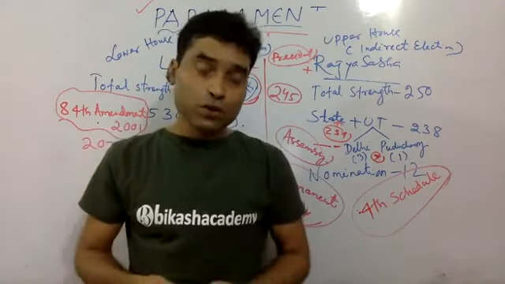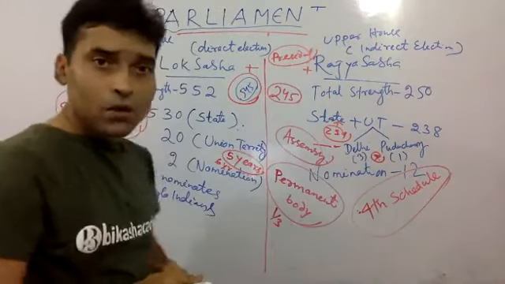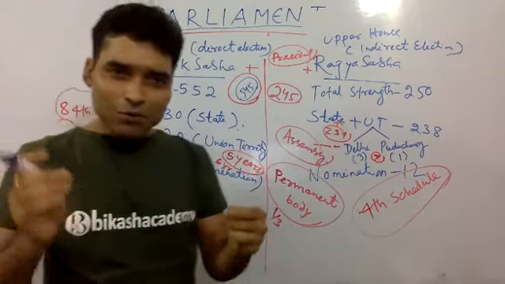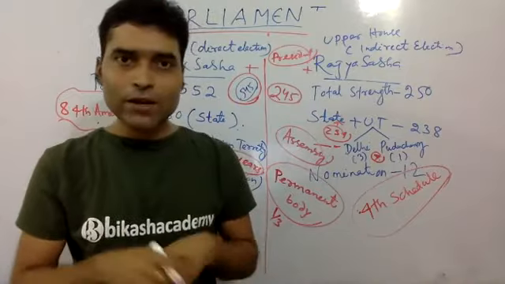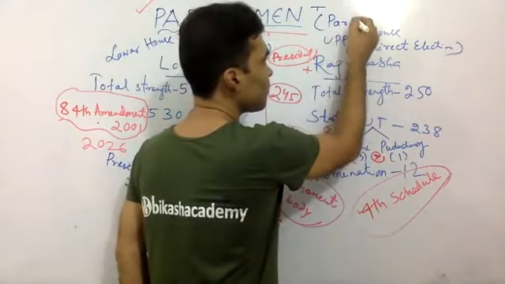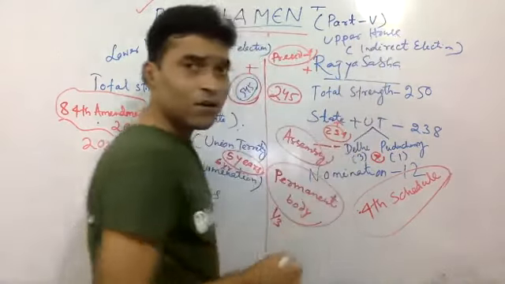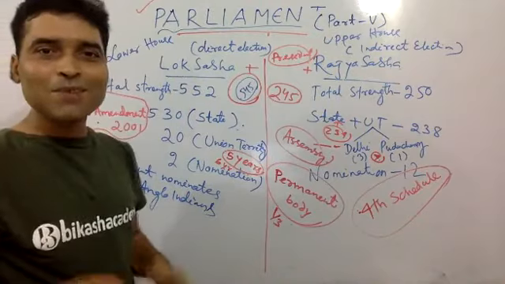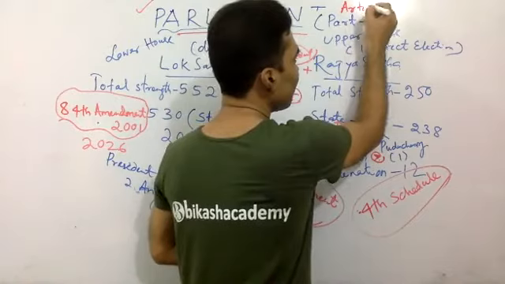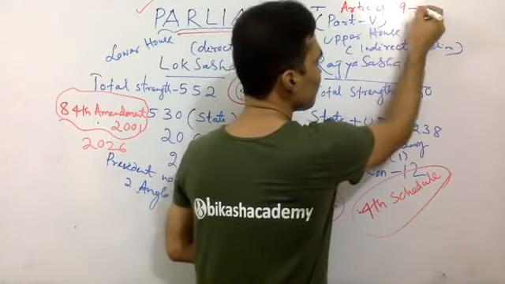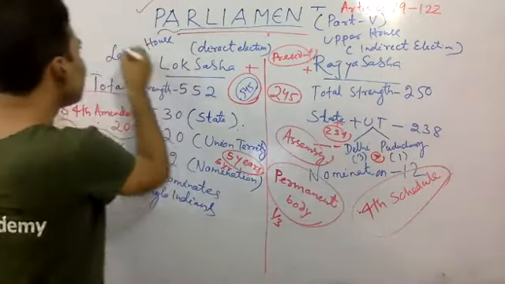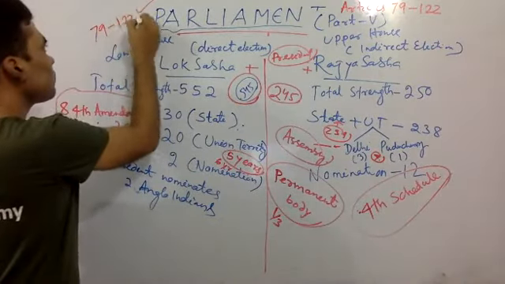Another thing is that you should remember in which part Parliament is coming. There are 22 parts, though if you count bit by bit, 25 parts you find in the Indian Constitution. This Parliament is in Part 5. In Part 5 of the Indian Constitution, you'll find the chapter Parliament. And articles 79 to 122 deal with the Parliament of India. So Articles 79 to 122, right?